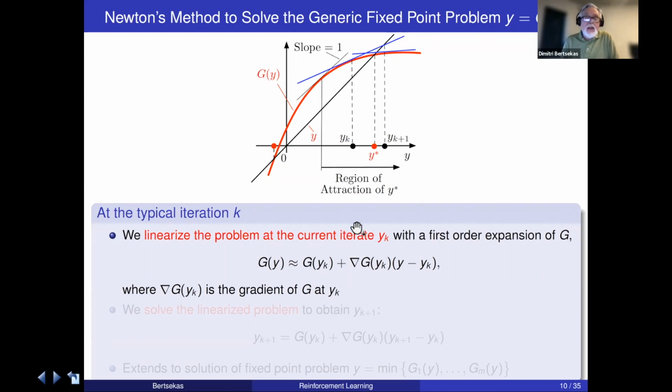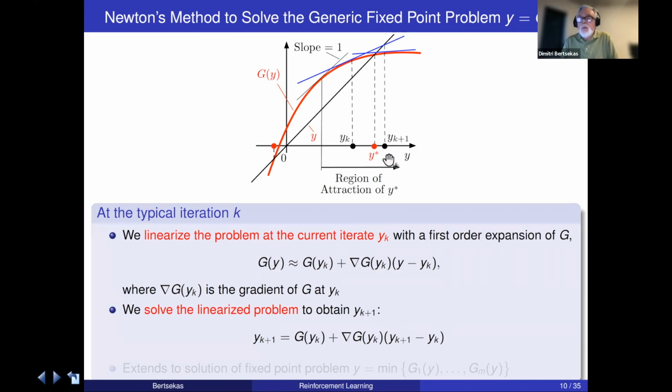At the typical iteration k, we have the current iterate yk. And what Newton's method does is it linearizes G at the current point, linearizes by a first-order Taylor series expansion. And the linearization is this, using the gradient of G. And the linearization corresponds to this tangent line. And then Newton's method solves the linearized problem, which is this, okay? Instead of G, we use the linearization to obtain the solution, which is yk plus 1.